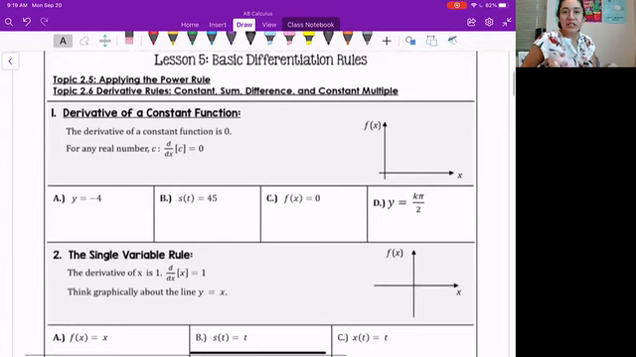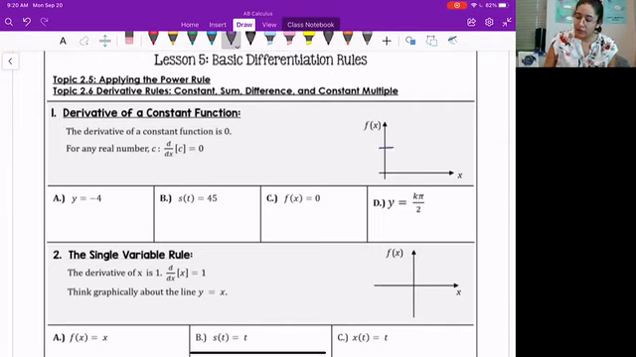Okay, so first things first, these first two we're going to do are kind of simple. So first we'll have the derivative of a constant function. It says the derivative of a constant function is 0 for any real number c. Okay, so all of these examples we have here are just numbers. So if I ever have a function like, for example, part B, s of t equals 45, that's just a number. It's just going to look like a horizontal line.